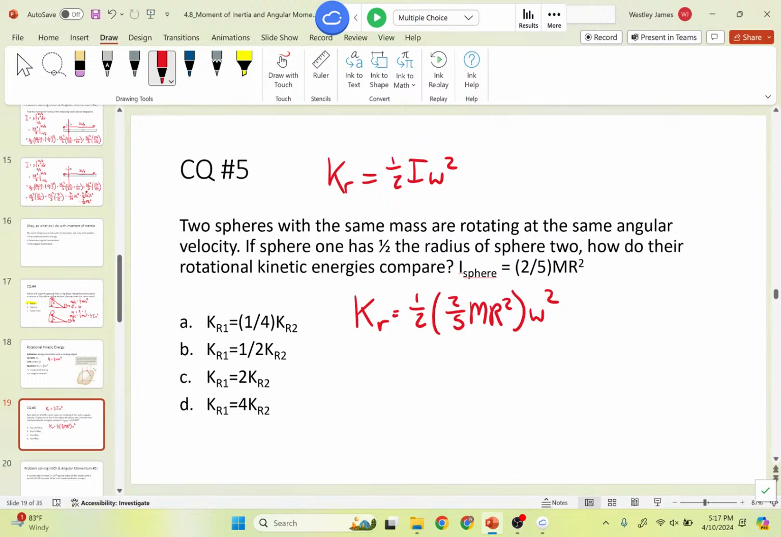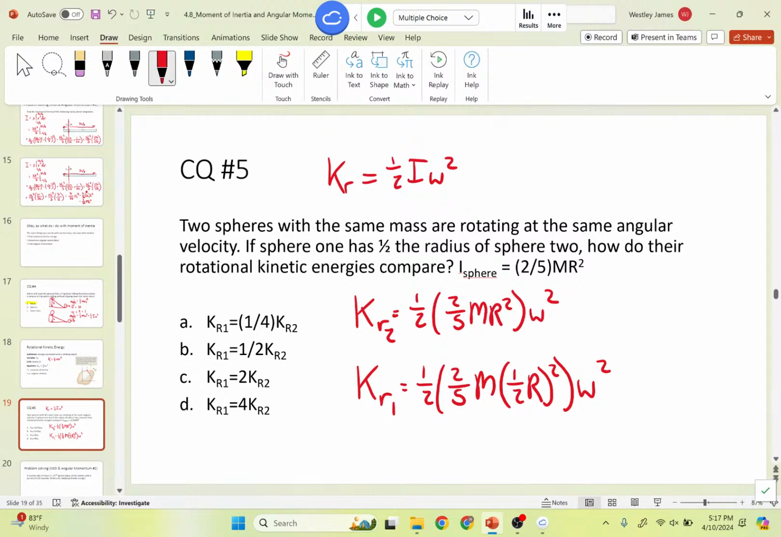Is it 2 times the second object? Is it 4 times the second object? So your reference is the one you're comparing to. Actually, let's set that as our reference. That is our OG, and we're going to see what happens to it when I halve it. So the rotational kinetic energy of 1 is going to be the exact same as for 2, but my radius is half.